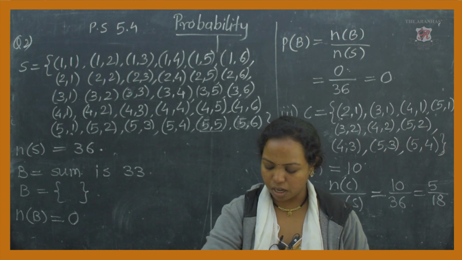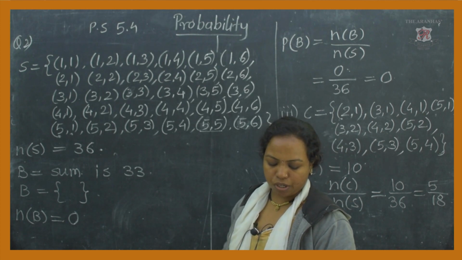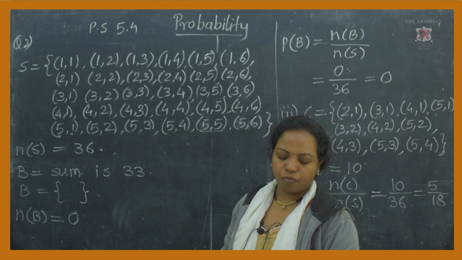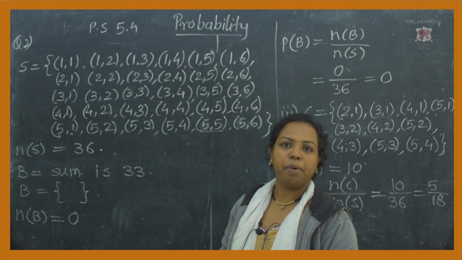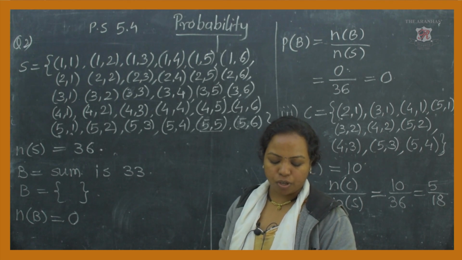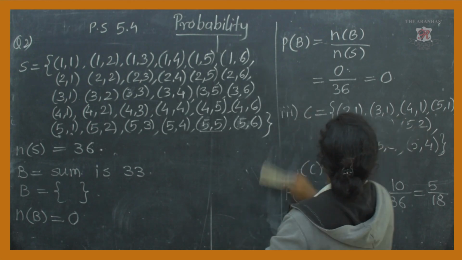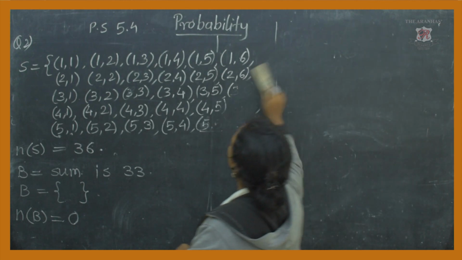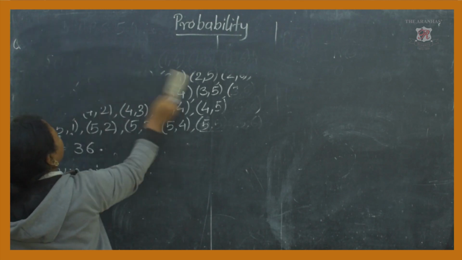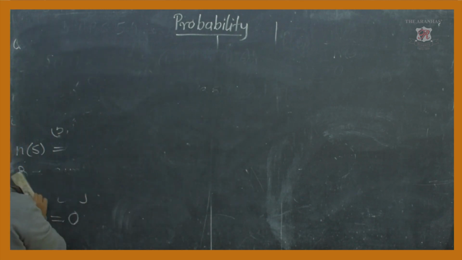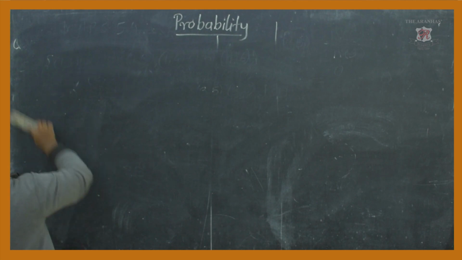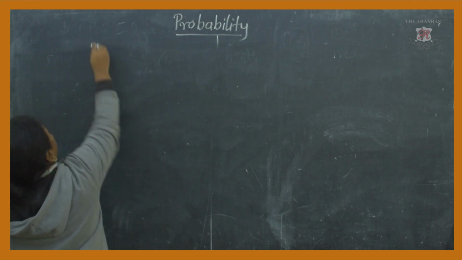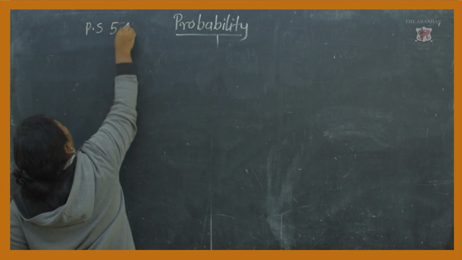Okay. Now, one more question is there. The third question, which is the easiest one from practice set 5.4, I am keeping for homework. I am trying to solve question number 4 and question number 5. A little bit tricky, but again easy. So, we try to see question number 4 and 5 for practice set 5.4.